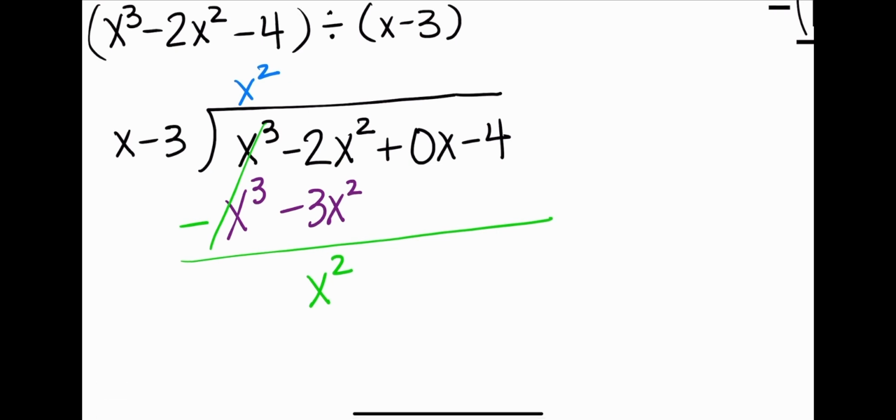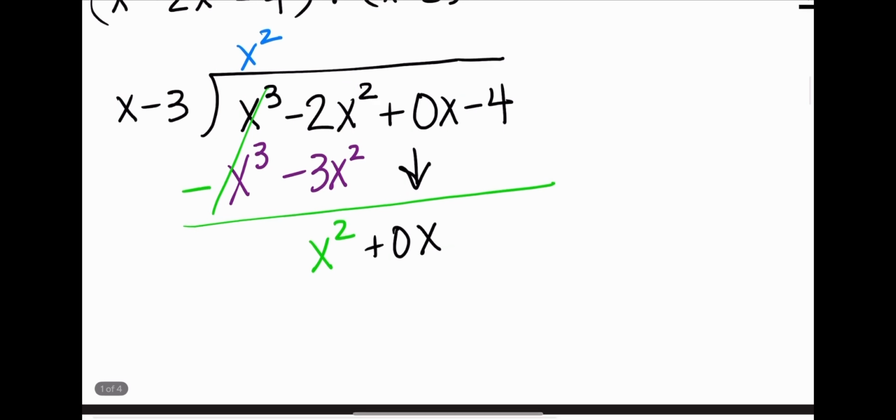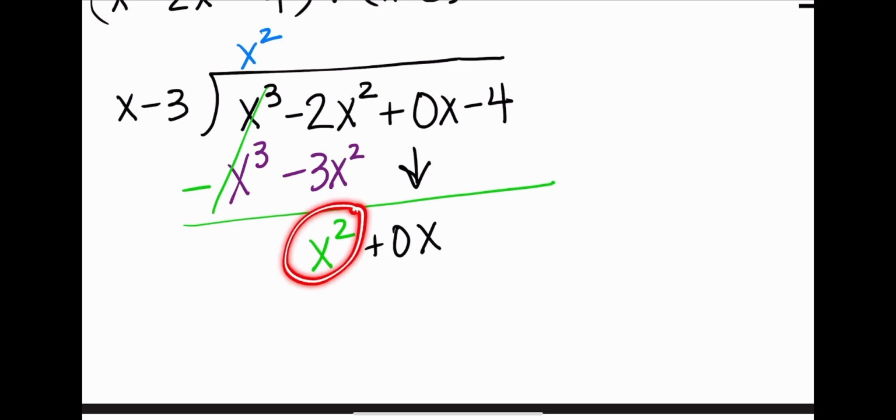Now we are bringing down 0x. Okay. You can also bring down the negative 4 as well, but let's just leave it for now. All right. We're repeating the process. So now we're doing x squared divided by x. X squared divided by x is just x.